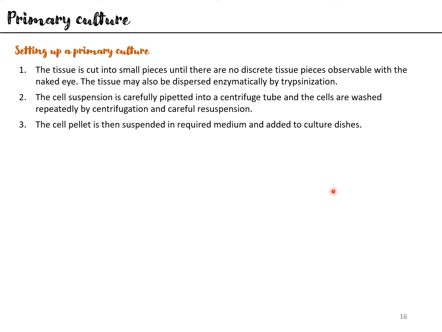The cell pellet is then finally resuspended in the required media and added to the cell culture dishes. The plates are kept at 37 degrees centigrade if it is a vertebrate or if it's a human cell.